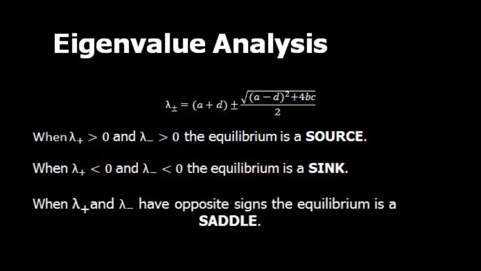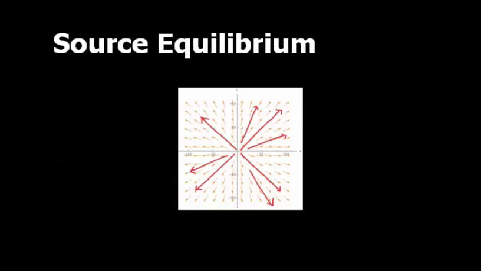All these terms are fairly new to you, so I'm going to actually show you what these look like. First, I'm going to show you what a source equilibrium looks like. This is when lambda plus and lambda minus are greater than 0. It's like a repelling origin. So the source is when all of our phase lines for our phase plane are pointing away from the origin itself. This makes it unstable.